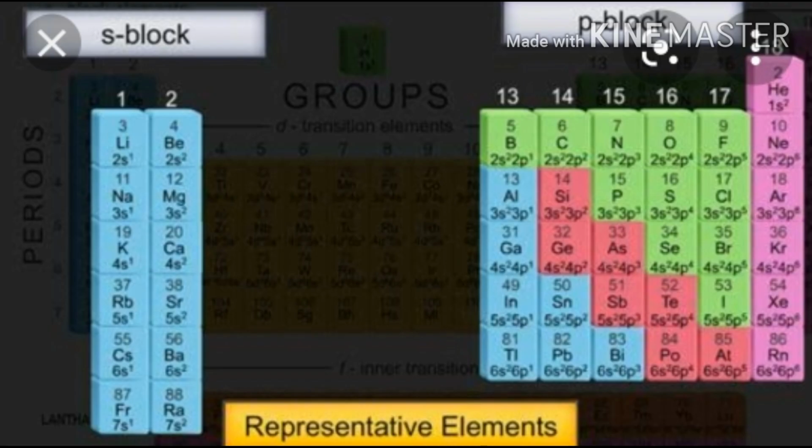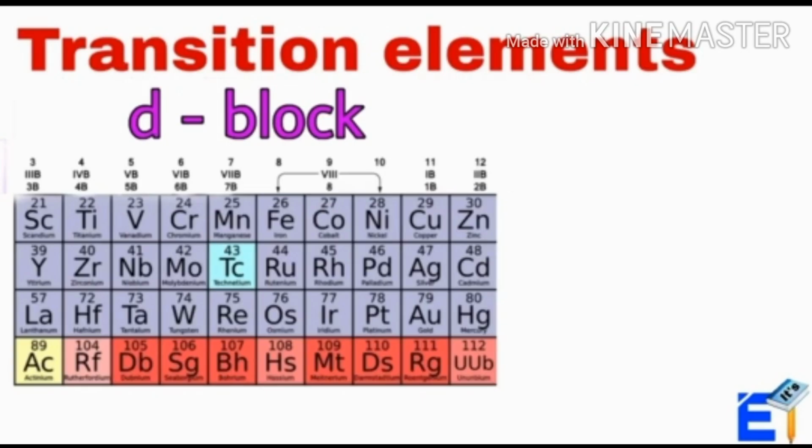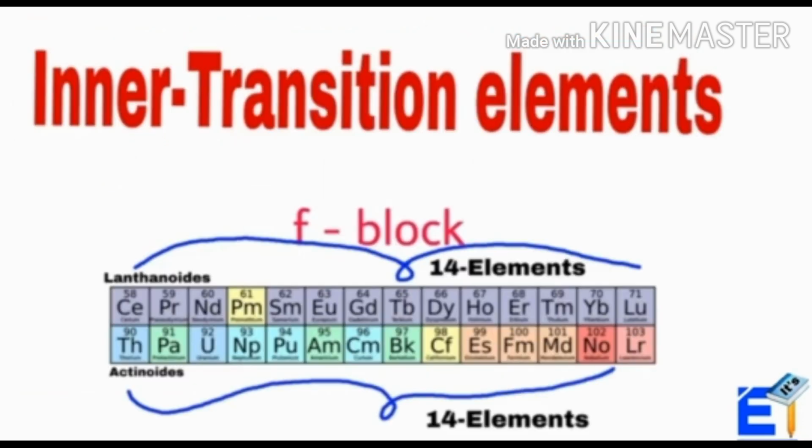Both S and P block elements except 0th group, except noble gases, are called representative elements. Clear? D block elements are called transition elements and F block elements are called inner transition elements.